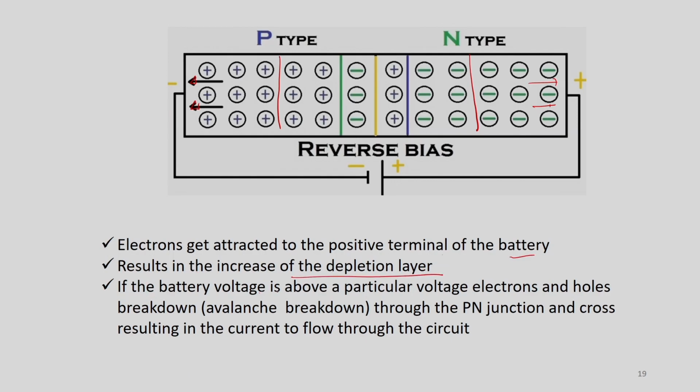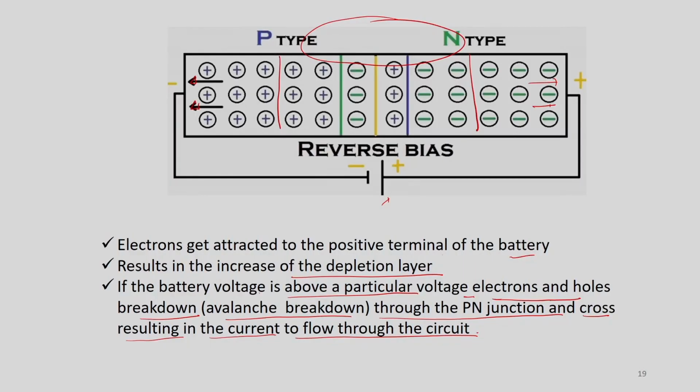If the battery voltage is above a particular voltage, the electrons and the holes break down. That is called avalanche breakdown through the p-n junction, resulting in current flowing through the circuit. This condition resembles an insulation. If we further increase the voltage, breakdown will occur. This p-n junction, or the diode, will melt. It will no longer work.